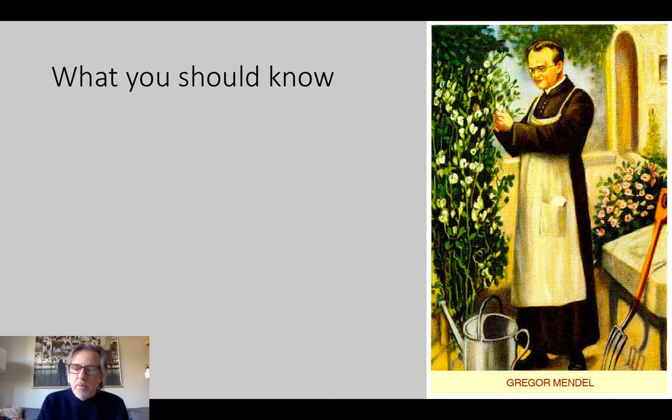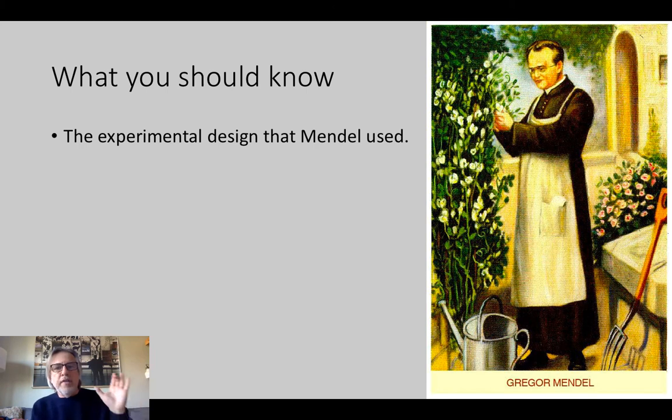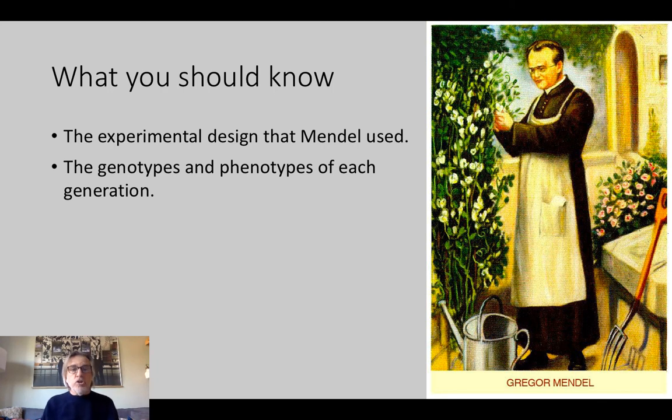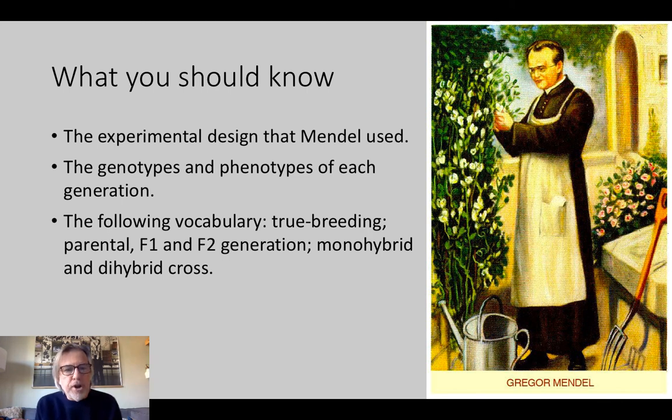So, what you should know from all this is as follows. First, you should understand the experimental design that Mendel used: the true breeding parental generation, the F1s that were made from that, and then self-pollinating or breeding the F1s among themselves to produce the F2 with the famous 3-to-1 ratio of phenotypes. Second, you should know the genotypes and phenotypes of each ratio. You should just be able to describe that without any prompting whatsoever. And finally, you should know the following vocabulary: true breeding, parental, F1 and F2 generation and what they mean, and monohybrid and dihybrid cross. That's it for today.